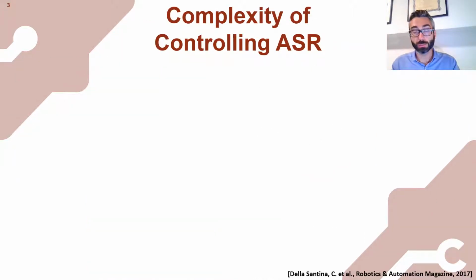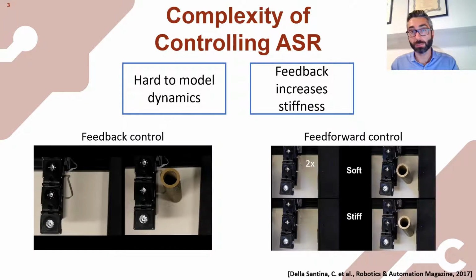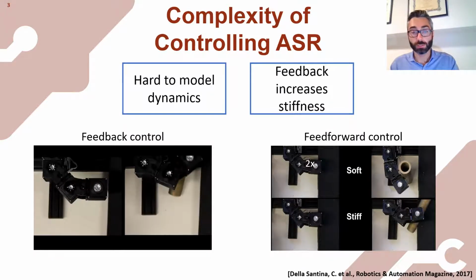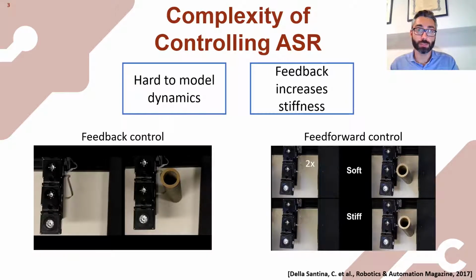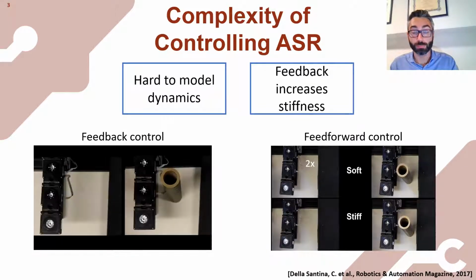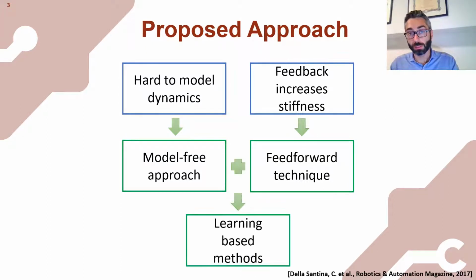Controlling soft robots is not a trivial task because their dynamics is typically hard to model, and then we have that a feedback controller increases the stiffness. So for example, in this experiment, you can see how a compliant robot behaves as stiff when controlled with a feedback controller. So our solution is to design a model-free feed-forward approach, in particular a learning-based method.